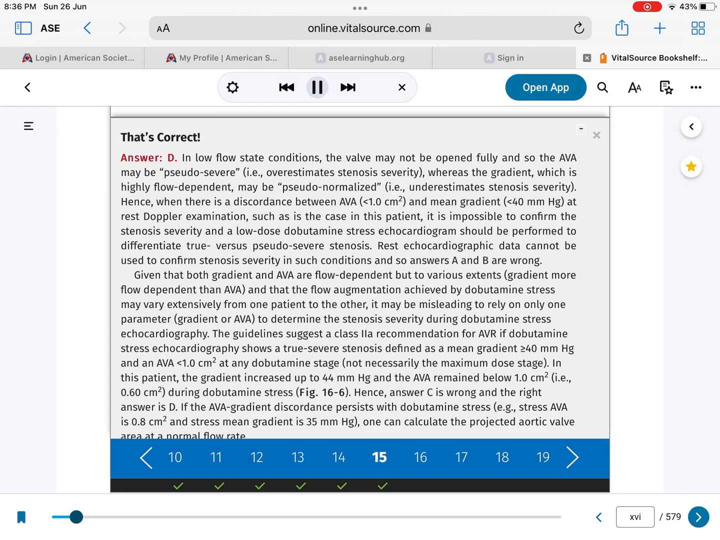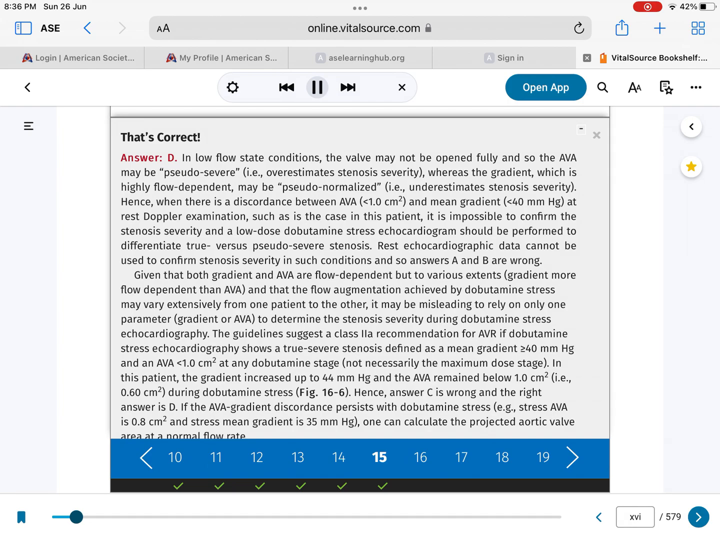Question 15. The patient underwent a low-dose dobutamine echocardiography with contrast. The dobutamine infusion was stopped at 10 µg/kg/min. LV ejection fraction increased from 20% to 35% with dobutamine. Stroke volume from 45 to 59 milliliters. Mean gradient from 29 to 44 millimeters Hg. And aortic valve area from 0.53 to 0.60 square centimeters.